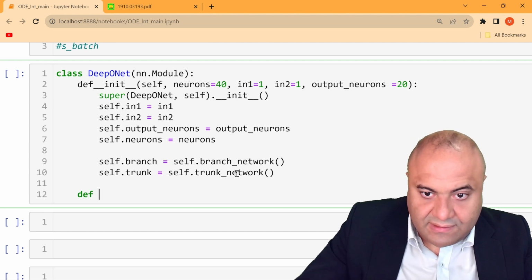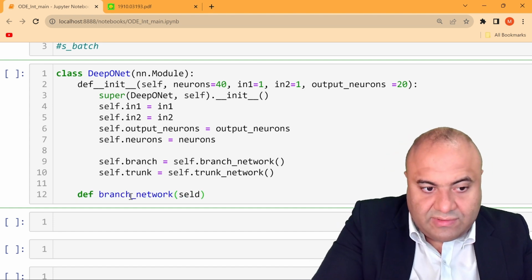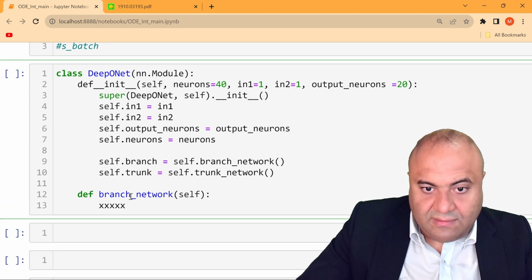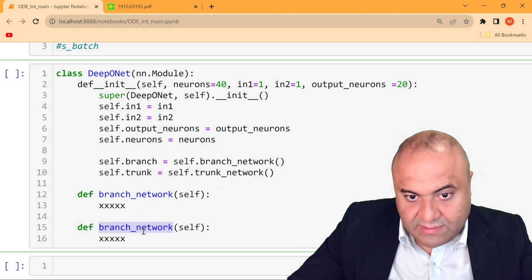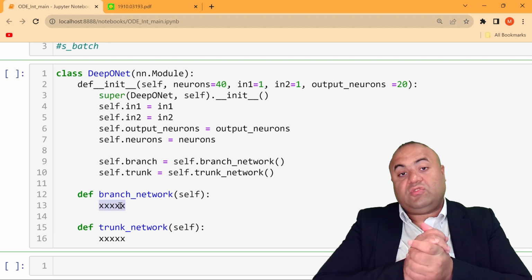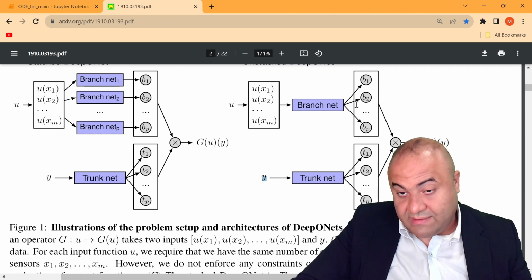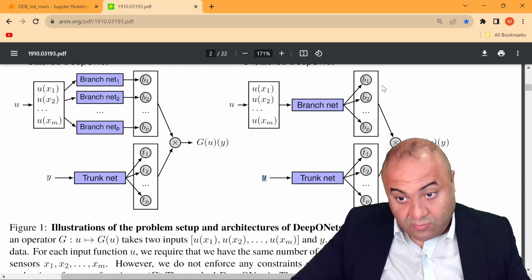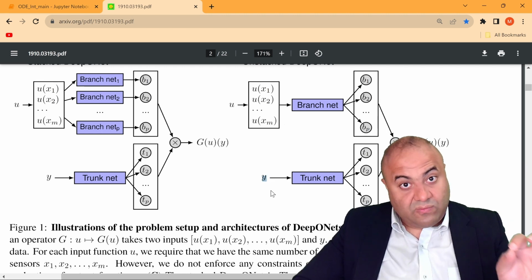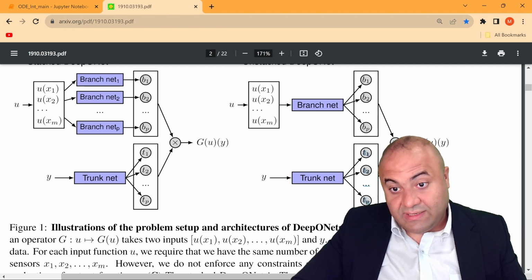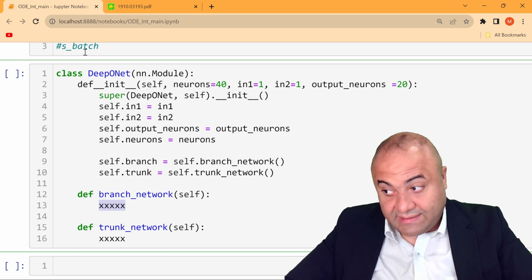So def branch network, and it's going to take self. And then what we need to do also here is the trunk network. The branch network will take the whole values of u and put them into a network and get an output of numbers or neurons. And the trunk network will take one value, which is the location where we need to integrate this thing, and will give us other values through the network, and then we have the whole system.